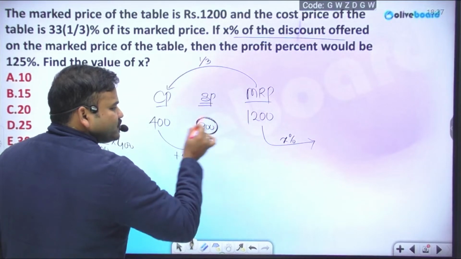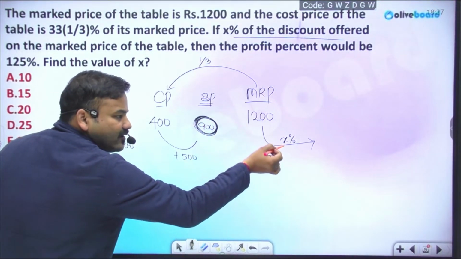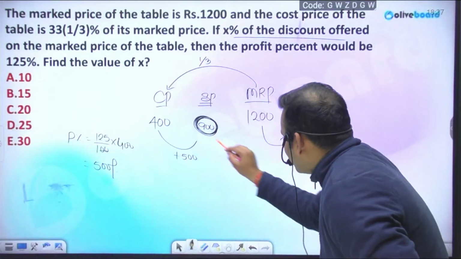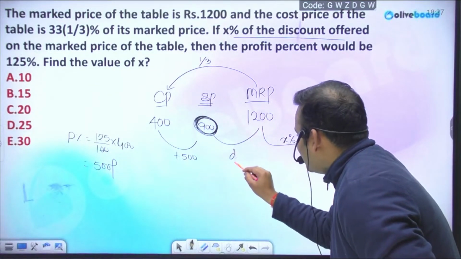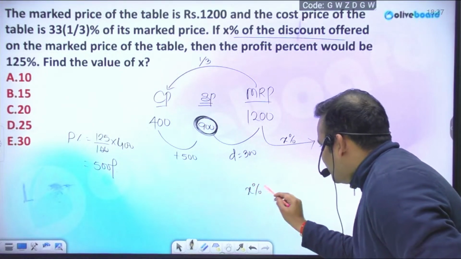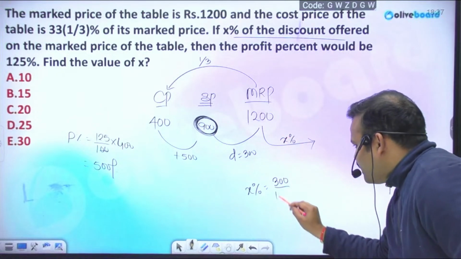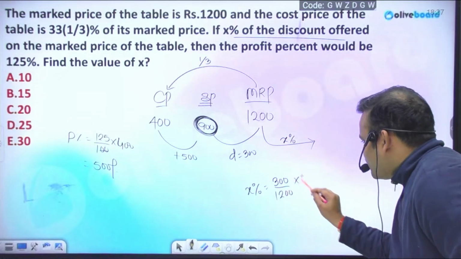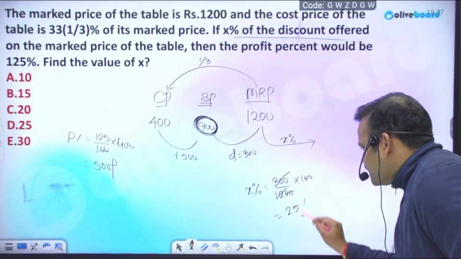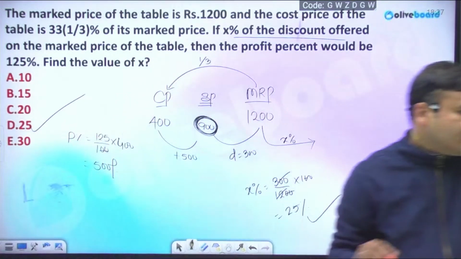This 900 was being sold after entertaining a discount of X%. What is the value of X? So the discount offered is what? The discount offered is 300 rupees. So what is the value of X%? This particular discount of 300 is being offered on MRP, that is 1200, times 100. So the value of X is 25%. So he is putting up a discount of 25%. Is it clear?